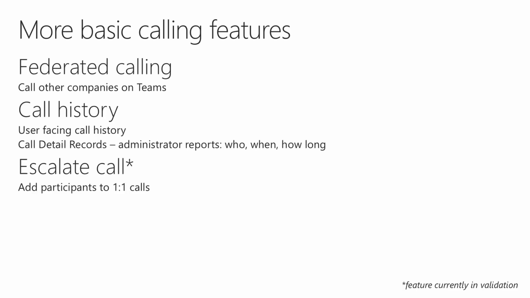A couple more basic calling features. Federated calling allows you to call end users in other companies on their Teams client. For call history, we have two types of call history. The one is the user-facing call history, where they can see all the calls that they placed and received. But there are also call detail records for the administrator, where they can see who called whom and how long a call was. Also, Teams allows you to escalate calls. So if you have a one-to-one call, you can add participants to these calls.